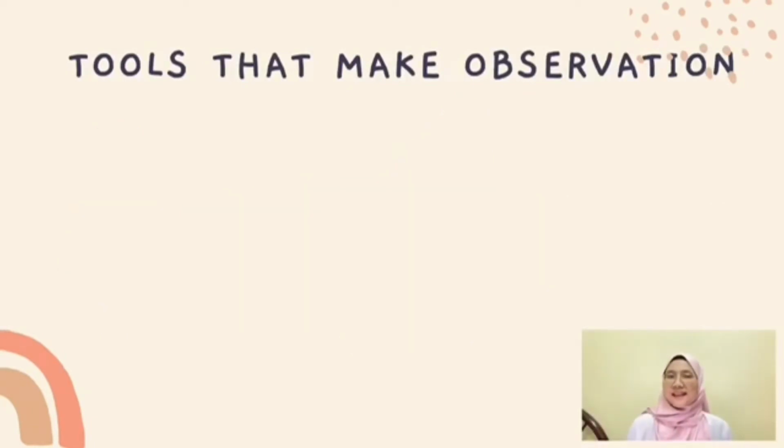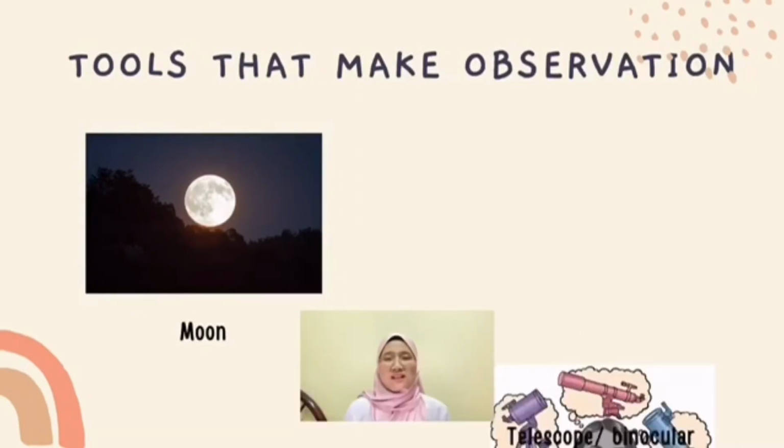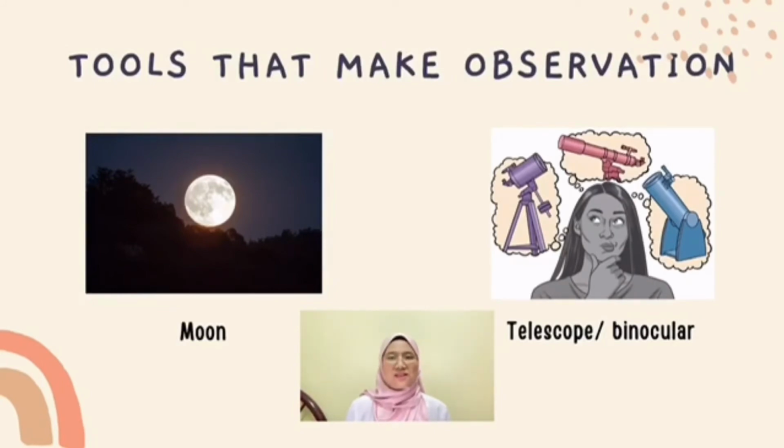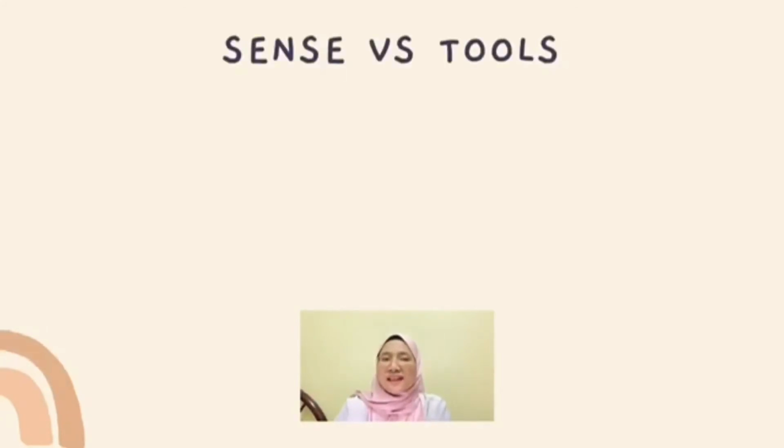This is the second example of using tools to make observations. In this slide, you can see a picture of the moon. We know that the moon is far from us. Did you know what tools I can use to see the moon clearly? Yes, we use binoculars or a telescope. Like I said before, binoculars can make far things seem near, and a telescope can see the rest of the universe, like the moon.